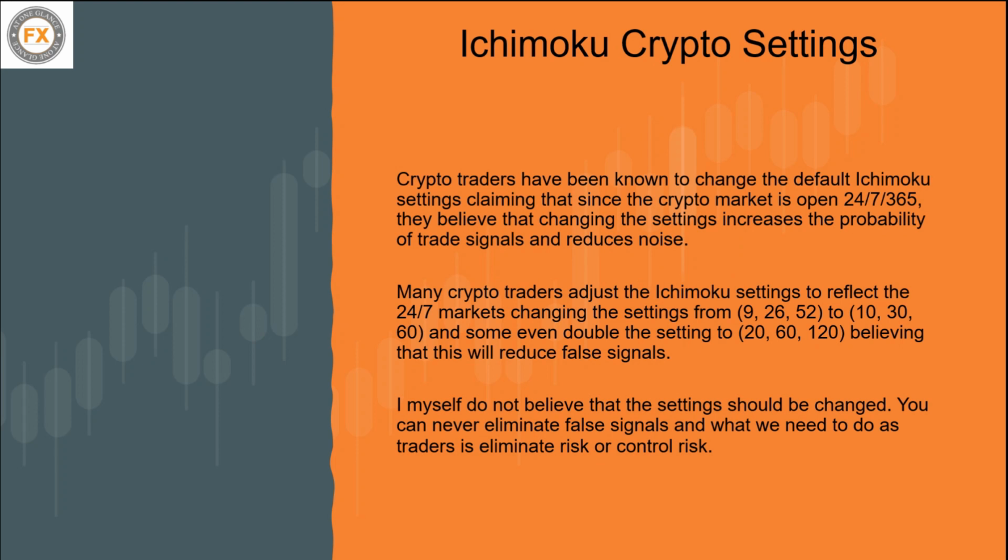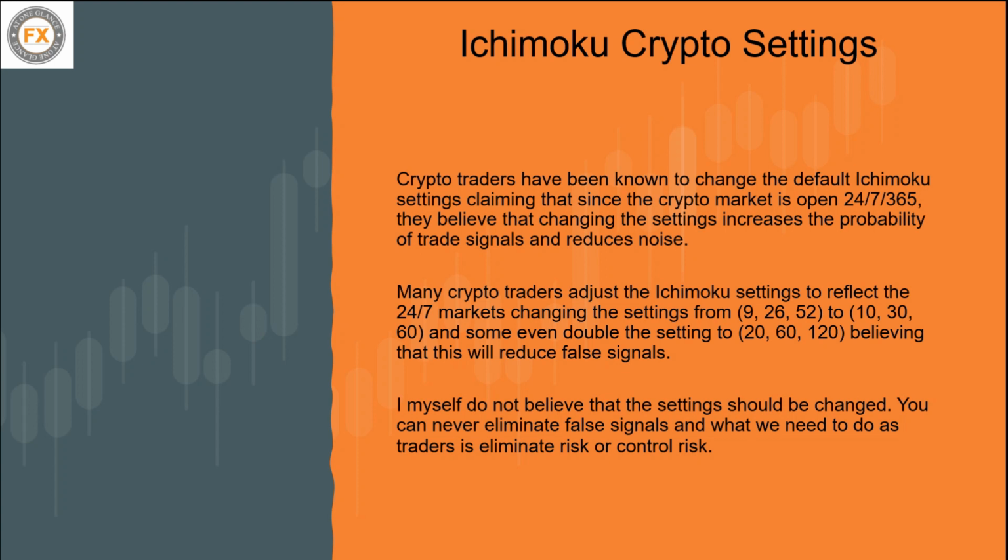crypto traders change the settings on Ichimoku, and that's okay. That's based off of what they desire to do, and they do that because they reflect that the market's open 24/7. So they believe you need to change the settings from 9, 26, 52 to like 10, 30, 60, and some change to 20, 61, 20, believing that this will reduce false signals, and that is not true. You will never reduce false signals in the market. There's always going to be false signals. The only thing you can do is control your risk.